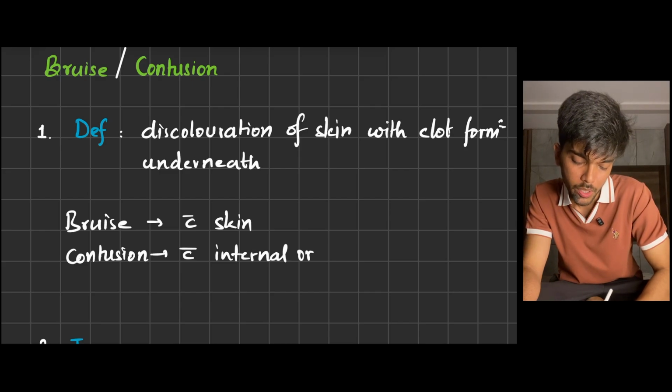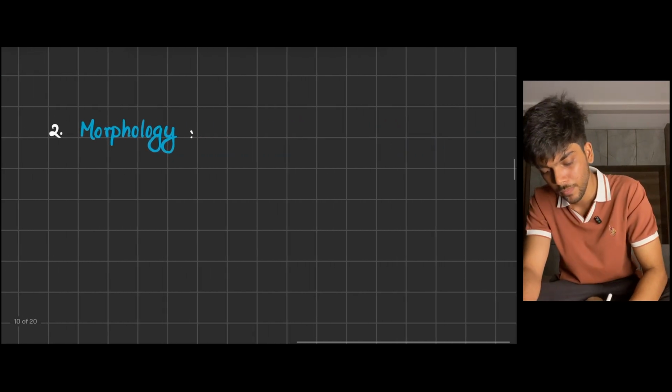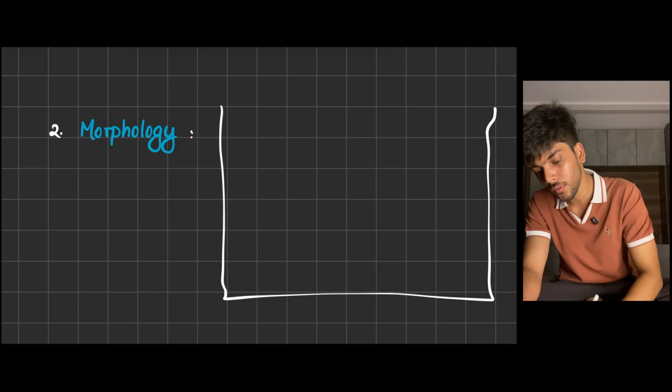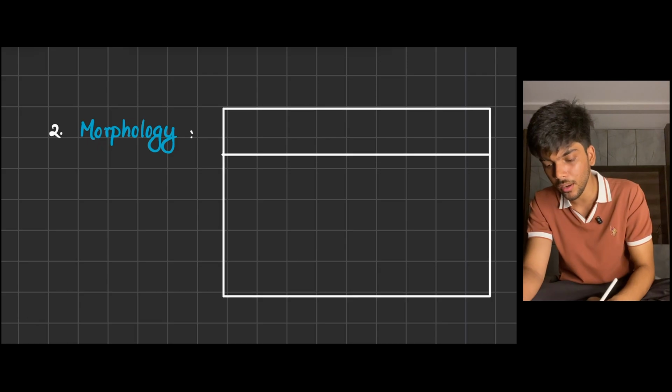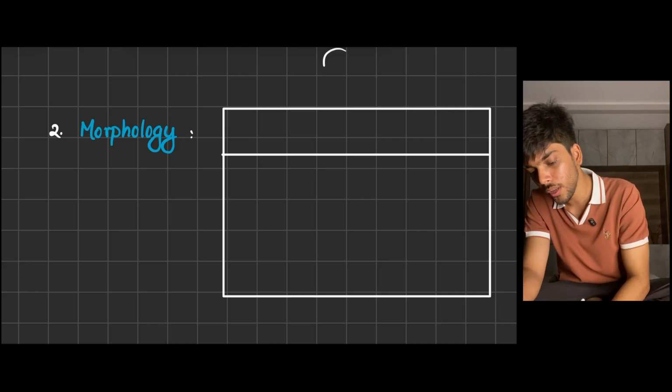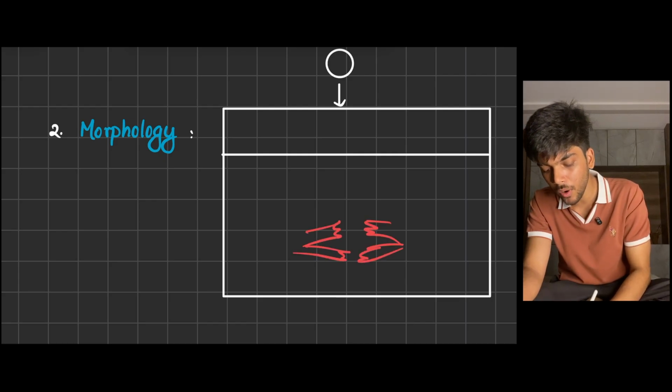Now let me show you the morphology of bruise with the help of the pathophysiology. So here's the skin, right? This is the epidermis and below is the dermis. It goes through a blunt force injury. Due to the blunt force injury, there is rupture of blood vessels in the dermis, and the blood gushes out.